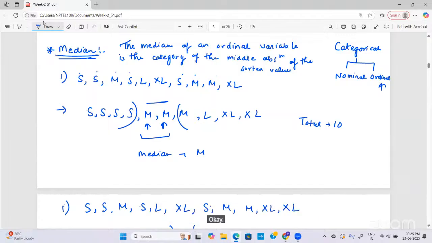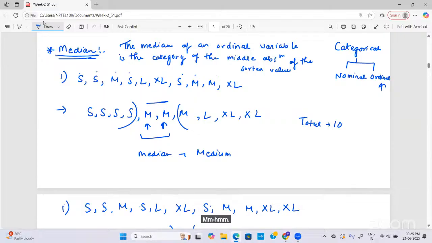Ma'am, if this is the fifth position and this is the sixth position, then the value at the position is M. So M is the median, right? Not the position itself, the value at that position. Okay, that was my confusion. Yes, ma'am. So the medium size shirt will be your median. Ma'am, one question, please.